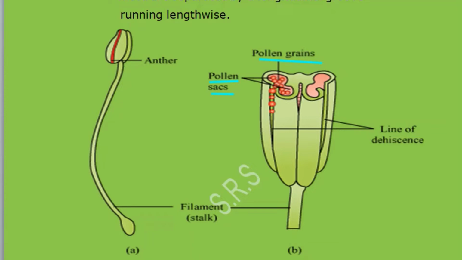Now as I told you, you will get different terms for the same structure. So what other term can we use for pollen grains? We can write here microspore. So pollen grains are also known as microspores. At the same time, what other term can we use for pollen sac? We can use here microsporangium.